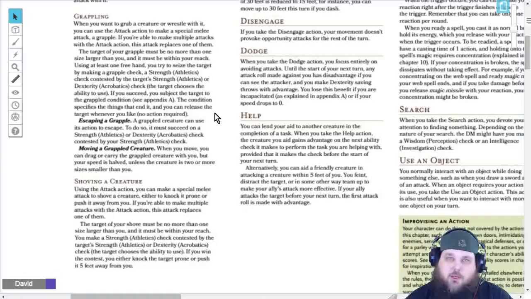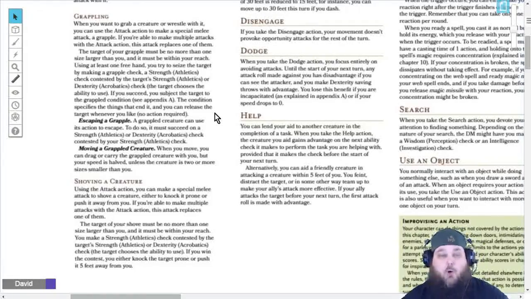And it's going to use its strength athletics or dexterity acrobatics versus your strength athletics check. So if it succeeds the contest, it basically uses its action and it breaks free. Alright? Now, if you are grappling a creature, you can move that creature. When you move, you can drag and carry the grappled creature with you, but your movement is halved. So take, for instance, if you have a movement of 30 feet, you can only move that grappled creature 15. But you can move it.